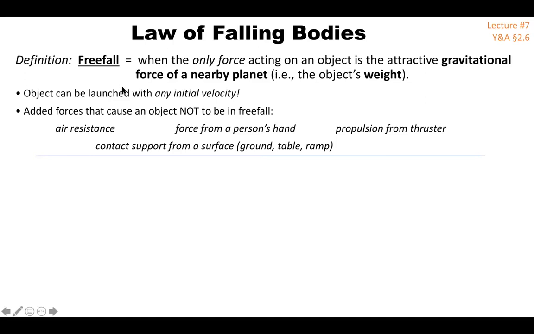Now notice an object can have any velocity or no velocity. It could be at rest, at least momentarily, and still be in free fall. Free fall is defined only by which forces are acting on the object.